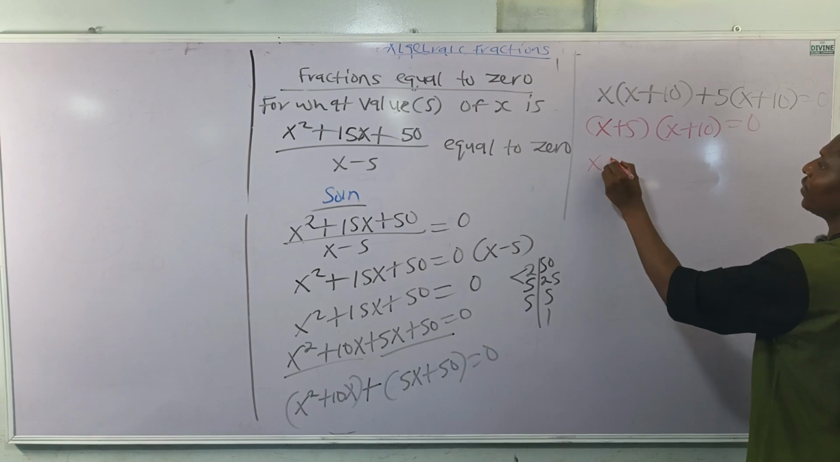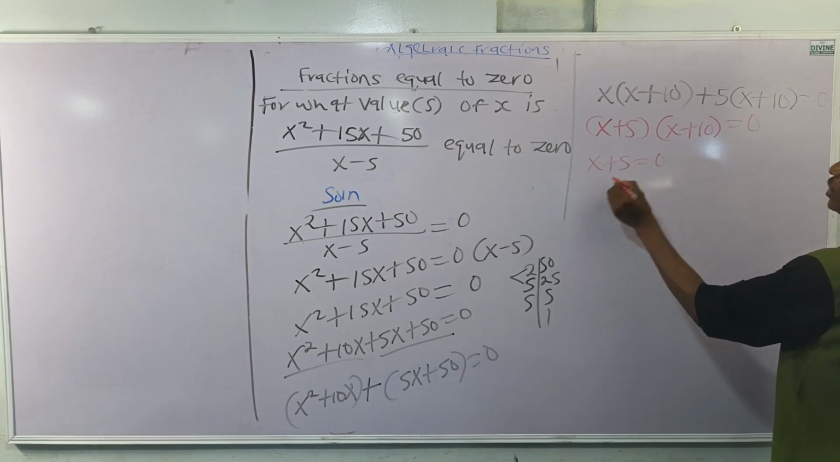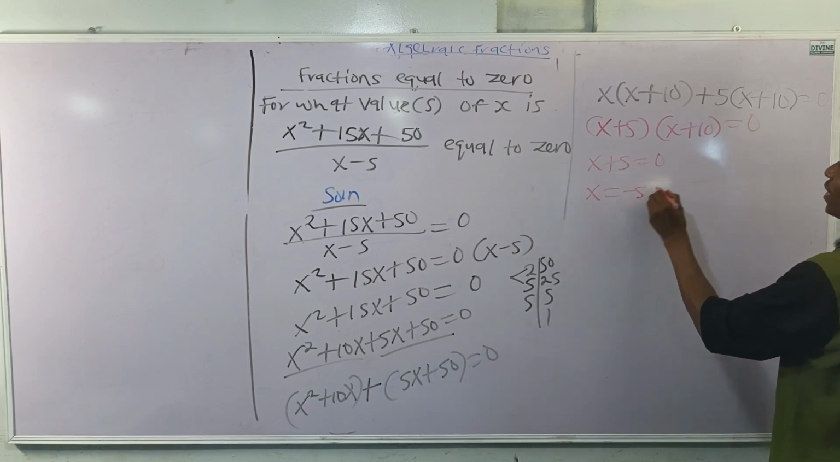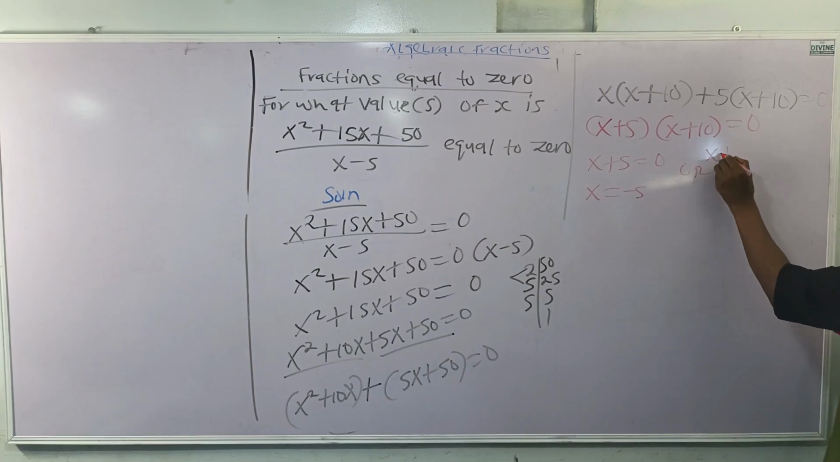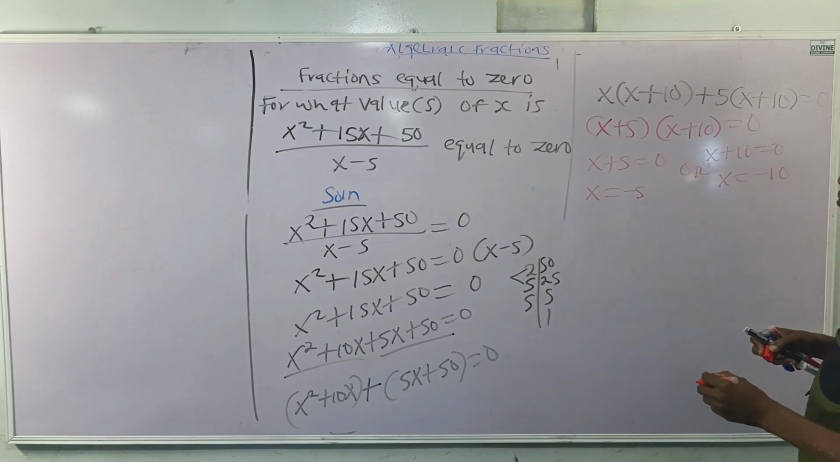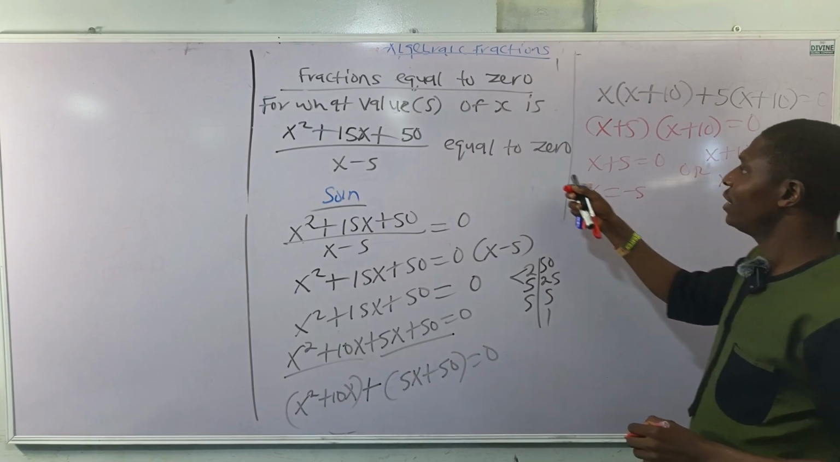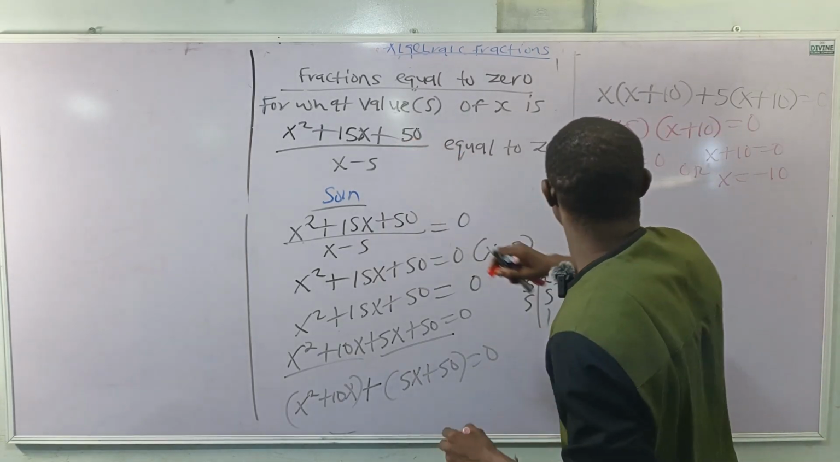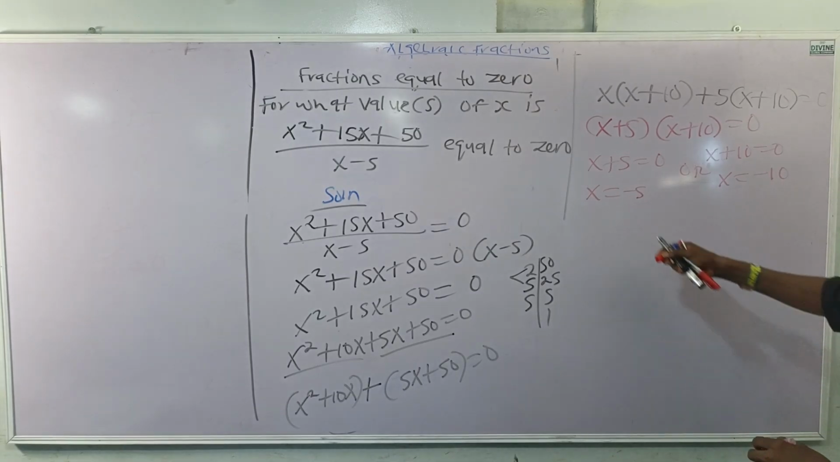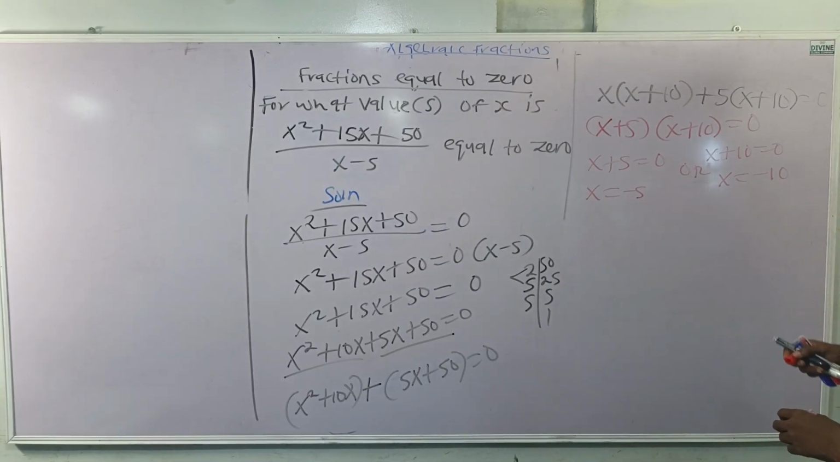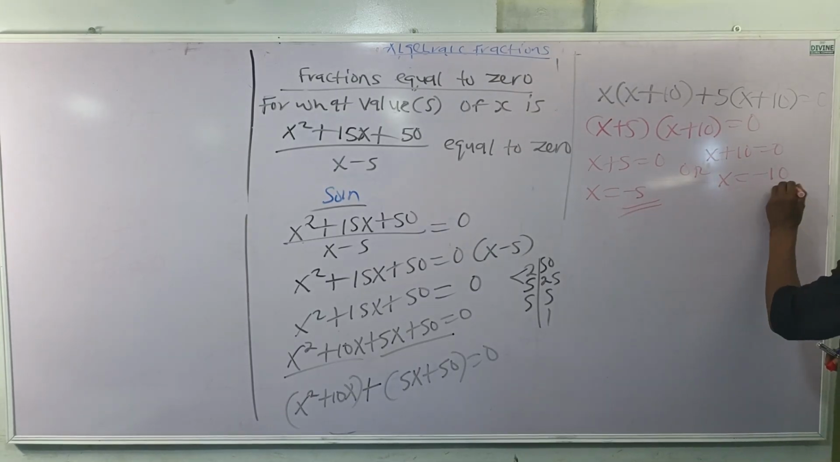And I'll have s plus 5 to be equal to 0, giving me s equals minus 5. Or I'll have s plus 10 equal to 0, giving me s equals 0 minus 10, which is minus 10. So the values for s for which this expression is equal to 0 is when s is minus 5 and s is minus 10.